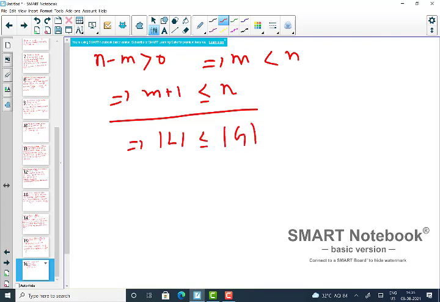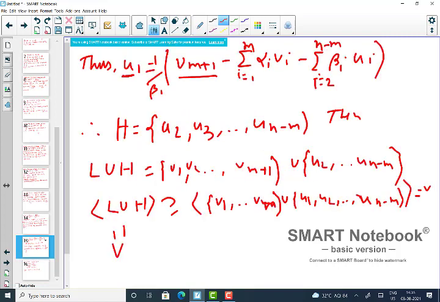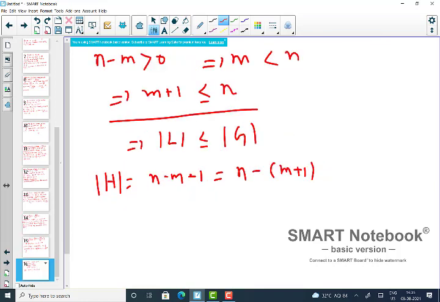And also you note, what is H? The cardinality of H equals n minus m plus 1, minus 1. There is one less element, because H has elements from u_{m+1} to u_n, so the count is n minus m. So this is exactly matching. Okay, so this is the proof of the theorem.